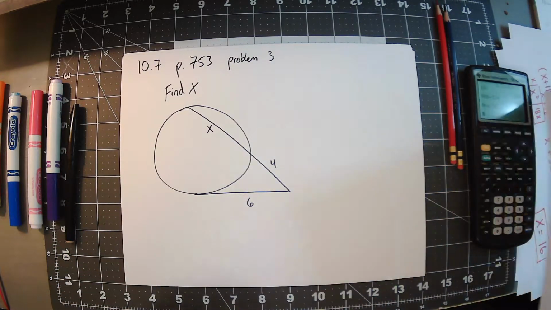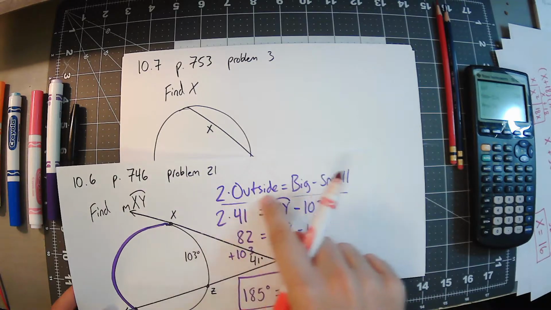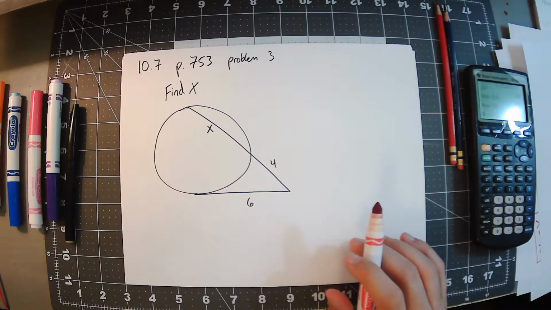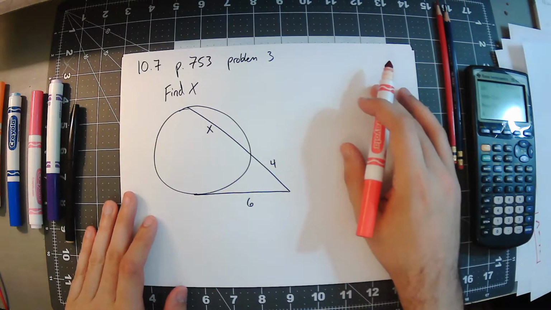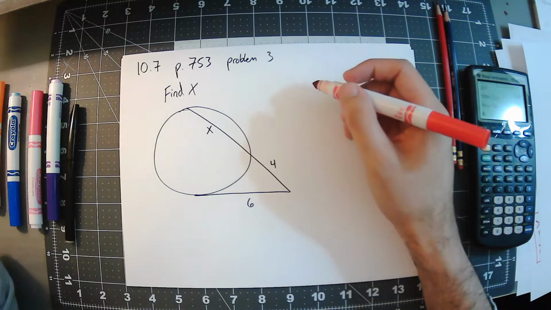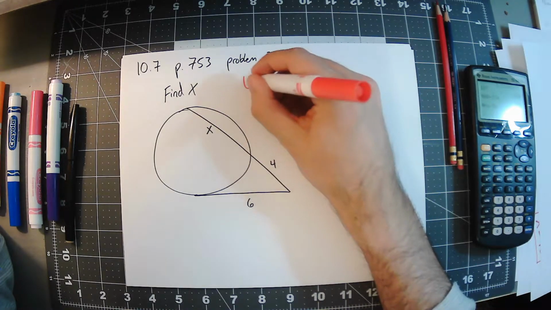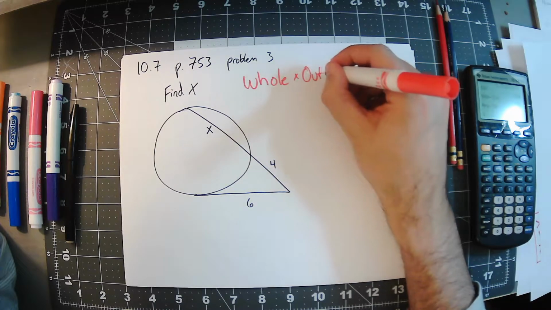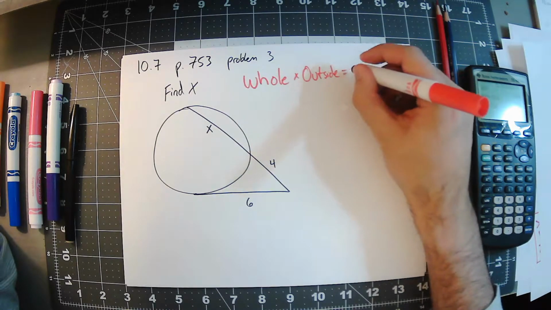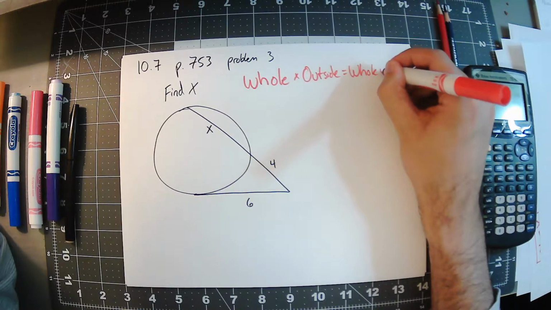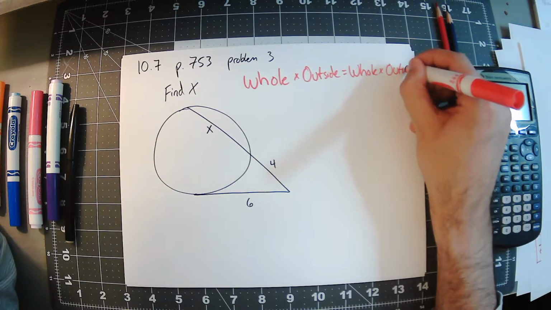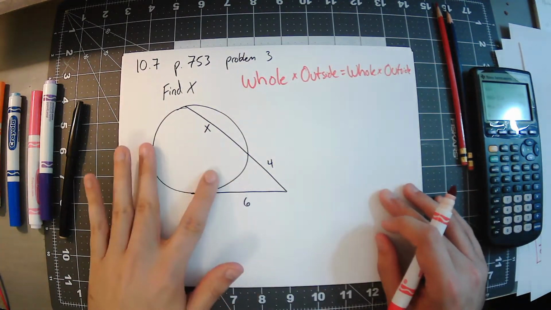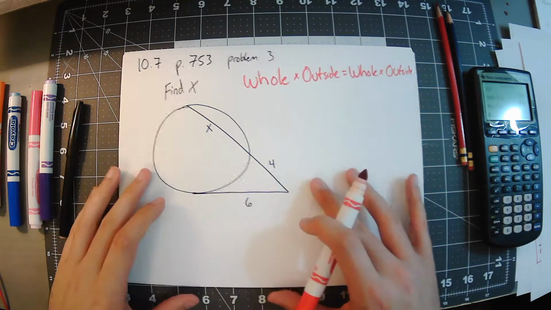And just like we had one pseudo-math equation of this, 2 times the outside equals big minus small, we have another pseudo-math one, another Mr. Goodrow original, and that's this. The whole line times the outside piece of the line equals the whole other line times the other outside piece. And this works for both 2 secants or 1 secant, 1 tangent.